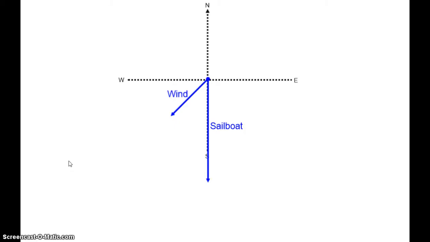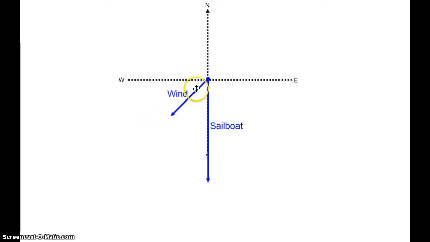This video will demonstrate the head to tail or triangle method of adding vectors. Here we have our diagram with our sailboat, which is heading due south at 24 kilometers per hour, and this time the wind is blowing at 7 kilometers per hour in the southwest direction.